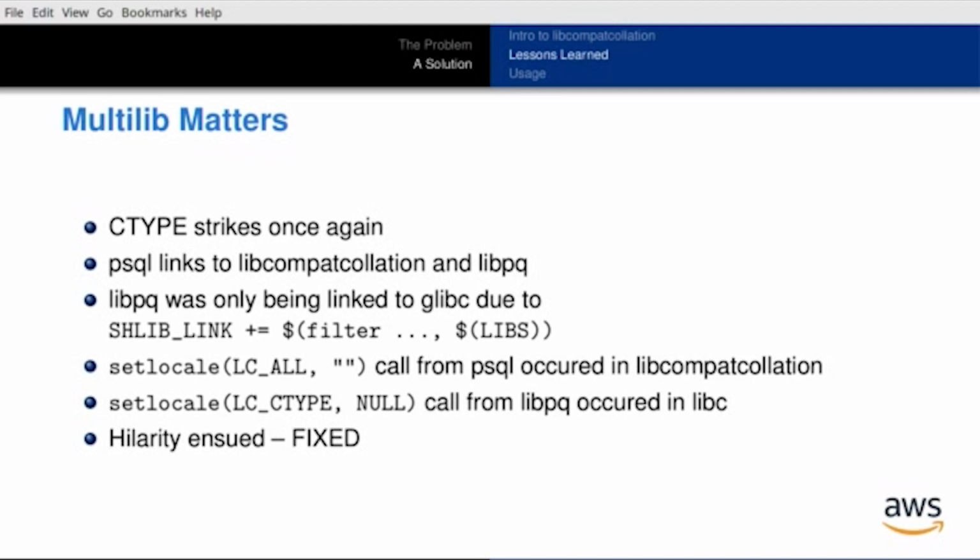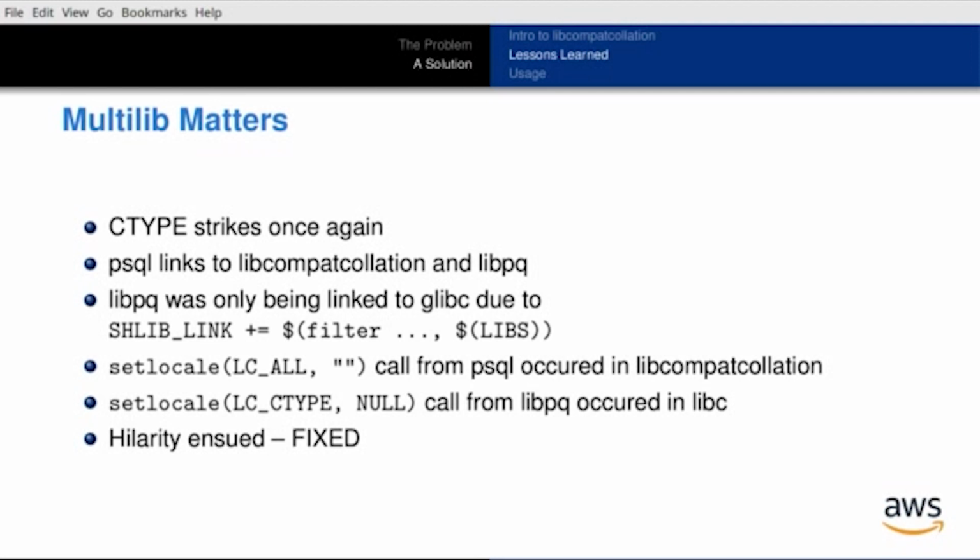So ctype again, when I link using LIBS to Postgres, everything just kind of worked. But then some of the libraries have filters in the makefiles that filter only specific libraries out of LIBS, which was then screening out the compatibility library. And so I wound up with things like libpq not linking to the compatibility library. It was getting its setlocale from glibc.